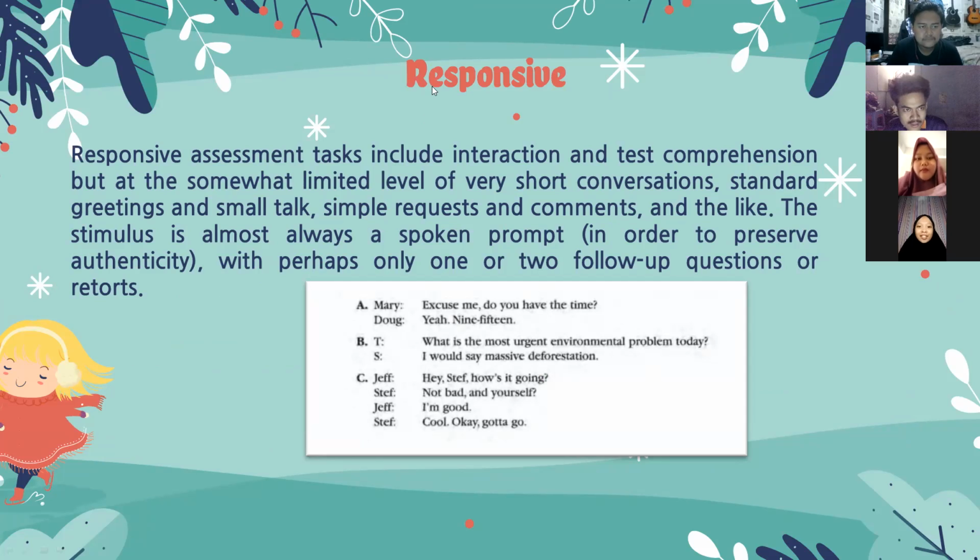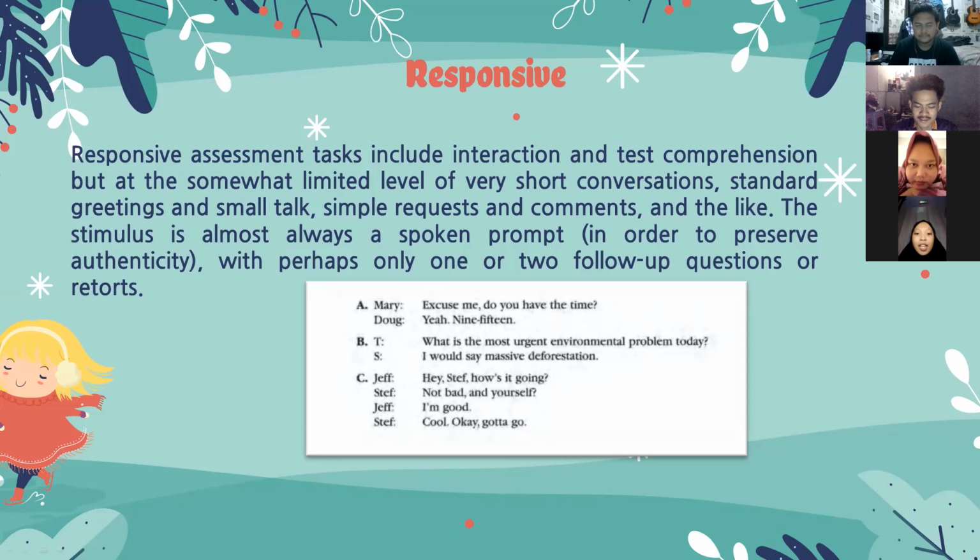Responsive assessment tasks include interaction and task comparison, but at the somewhat limited level of very short conversation, standard greeting and small talk, simple requests and comments, and the like. The stimulus is almost always a spoken prompt in order to preserve authenticity, with perhaps only one or two follow-up questions or retorts.